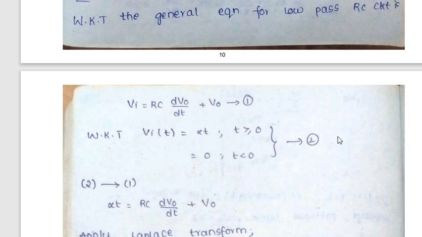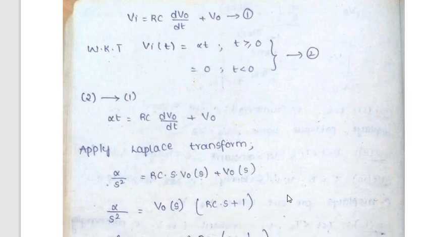Now substitute the value of Vi from equation number 2 into equation number 1, that is, alpha t equals RC times dV0 by dt plus V0. Now, after substitution, apply the Laplace transform to this equation. Here alpha is a constant value.